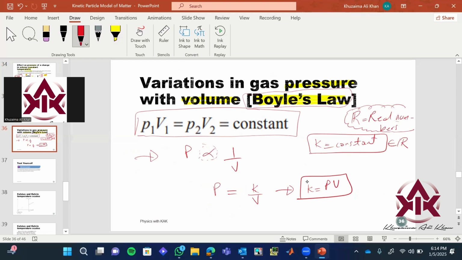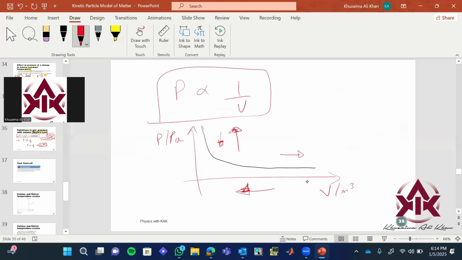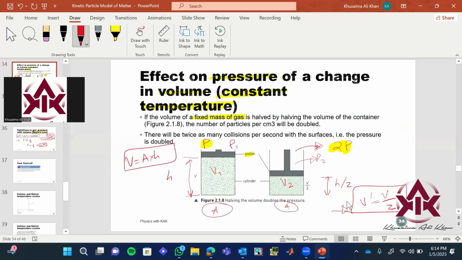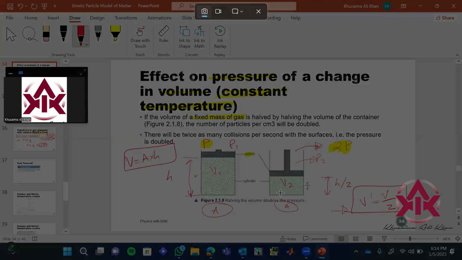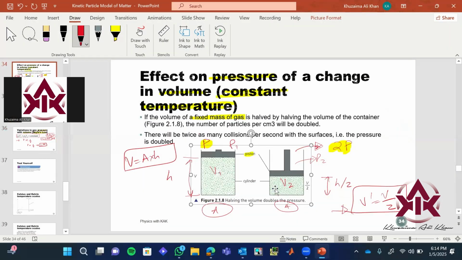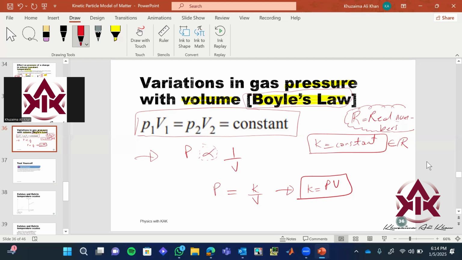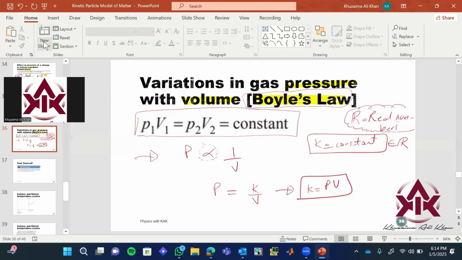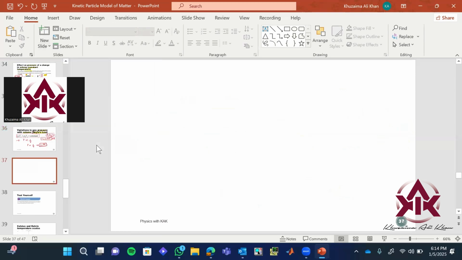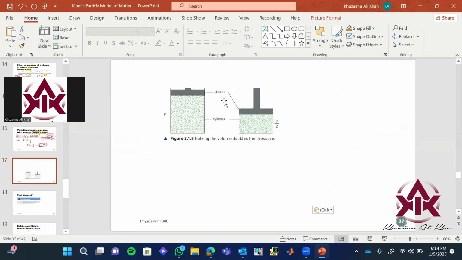Keeping that in mind, you have the same gas. You can also relate this if you have two gases like this. Let me copy the picture again. Let me insert a blank slide. So if you have this case over here, what is it stating?